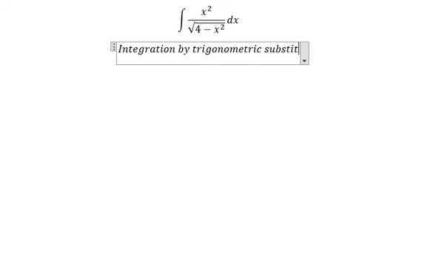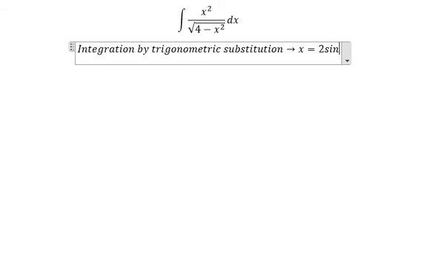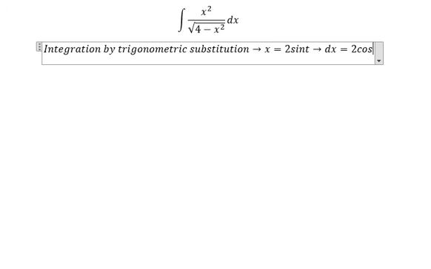First, we need to use integration by trigonometric substitution. So we put s equal to 2 sine t, ds equal to 2 cosine t dt.